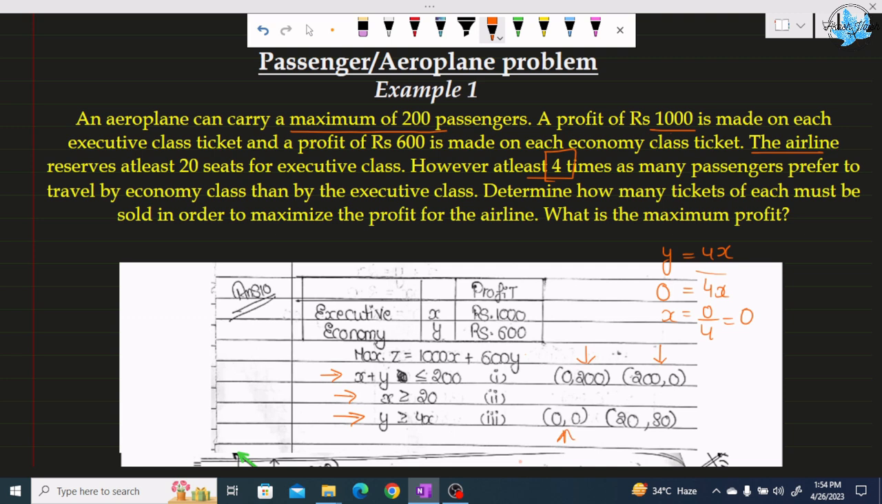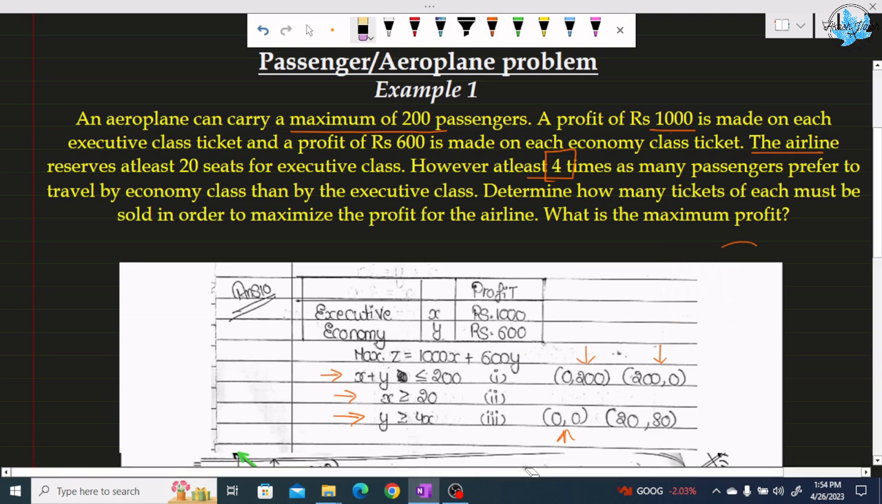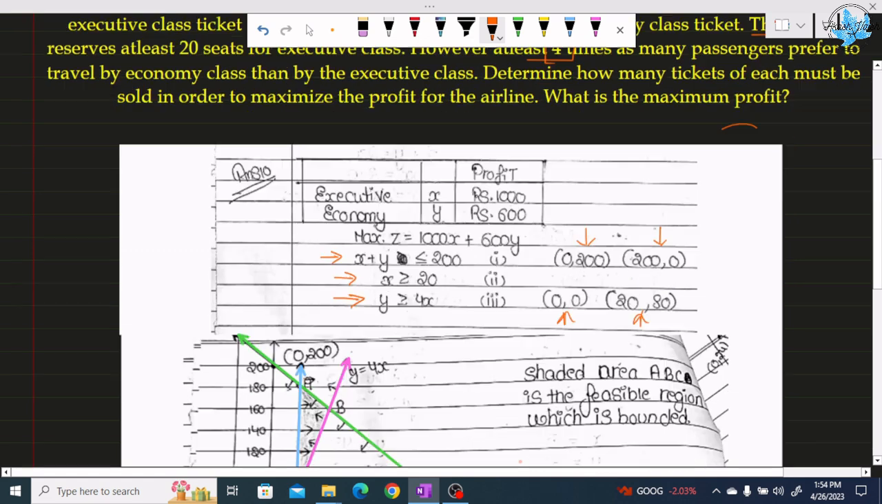You can take the value of x to be 10, 20, 30. If you take x to be 10, then you will get y to be 4 into 10. If you consider x to be 20, then you will get y to be 4 into 20. So the second coordinate you can make like this. I hope till here you have understood very well.